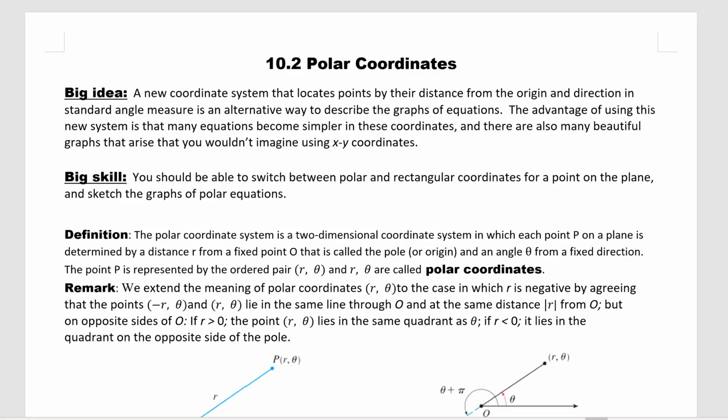Hi everyone, today let's talk about section 10.2, polar coordinates.